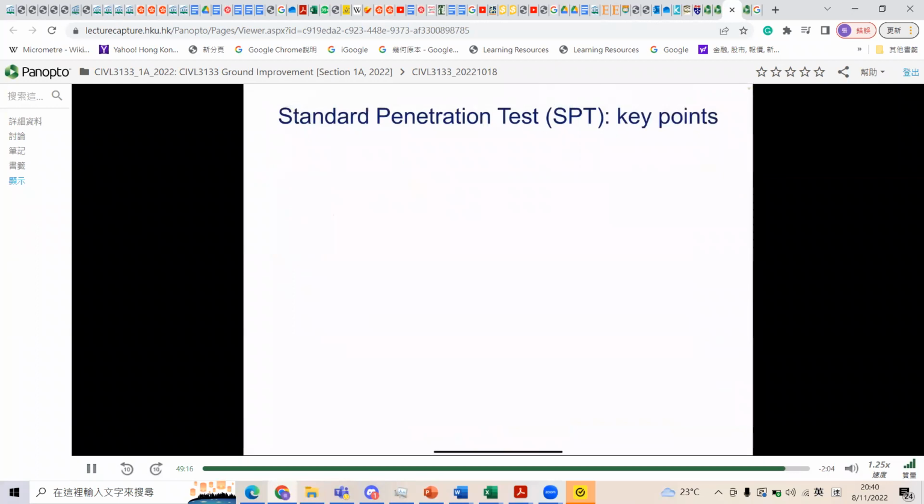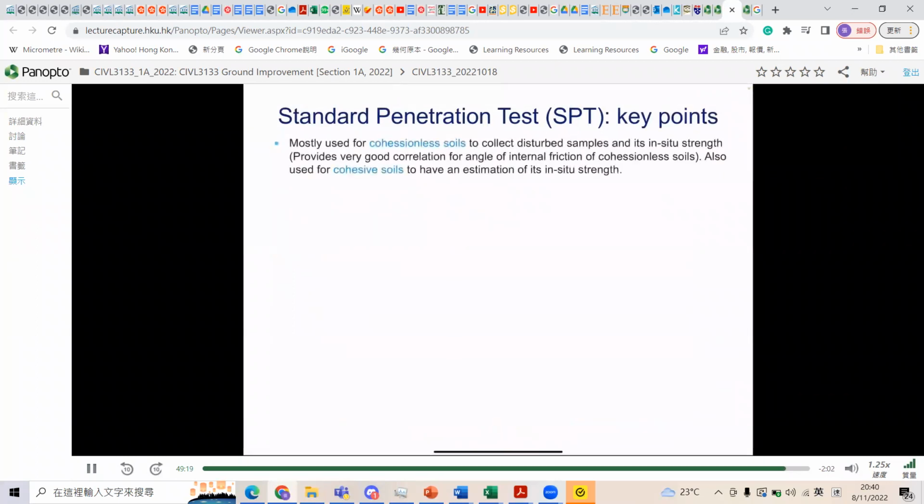So let's talk about some key points of the SPT test, because I mentioned a lot of information just now. The first is that the SPT test is mostly used for cohesionless soils, granular materials, to collect disturbed samples. Now, what do I mean by disturbed? You're unlikely to be able to use this as an intact triaxial specimen or oedometer specimen. And you can only really get PSD, particle size distribution, and water content. You can also look at the texture of the soil and describe it. That's about it. That's what we mean by disturbed samples.